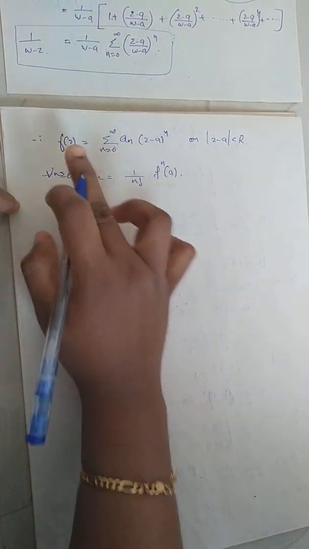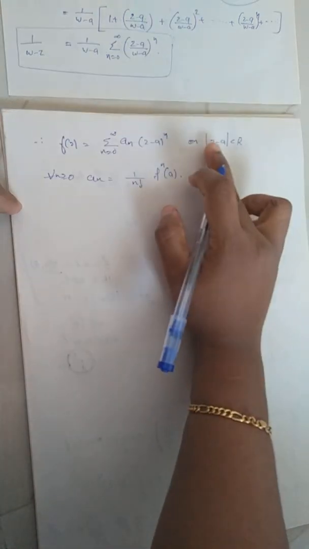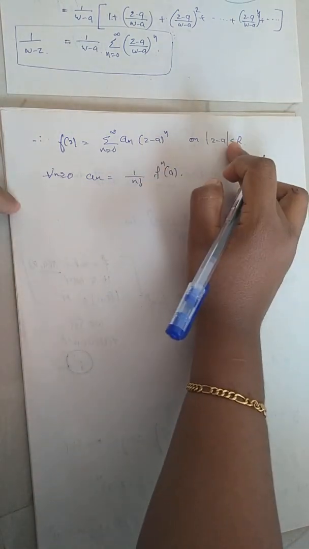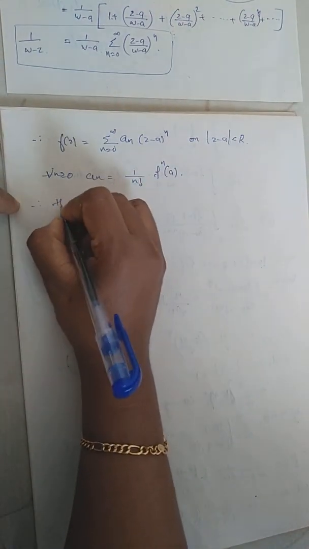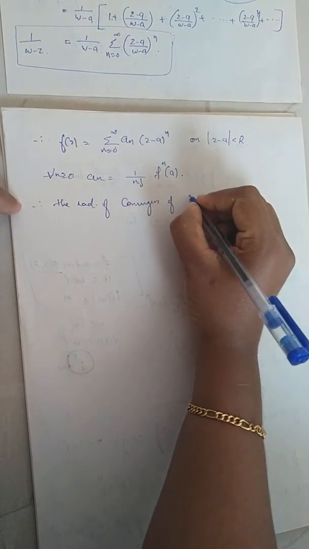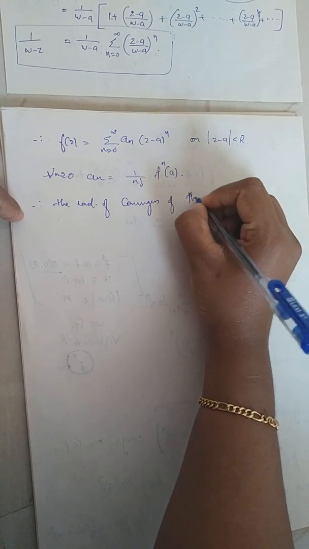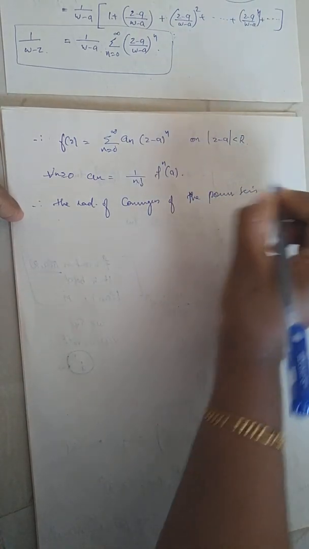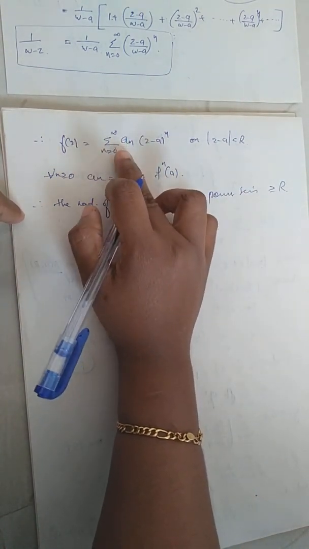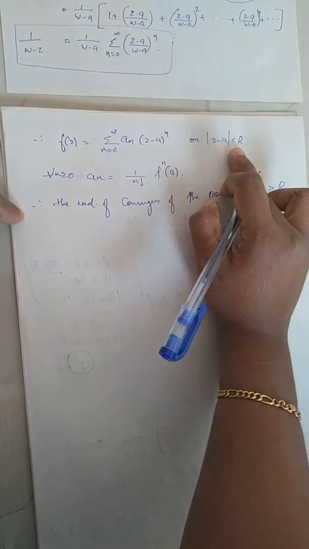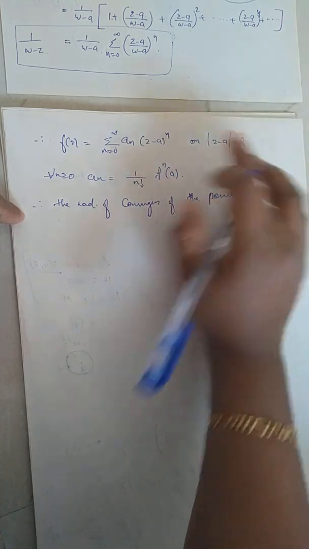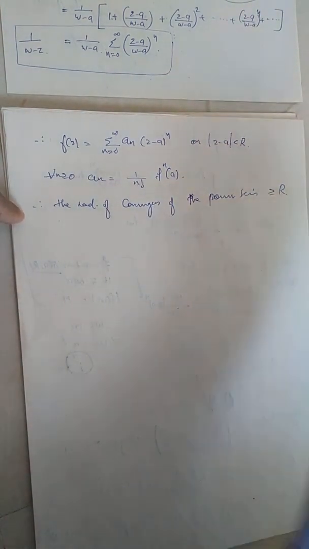So when f(z) has the power series expansion on the region |z − a| < r, then its radius of convergence is surely greater than or equal to r. Therefore the radius of convergence of the power series will be greater than or equal to r, because the series is convergent on this region. So the whole radius of convergence will be greater than or equal to that r.